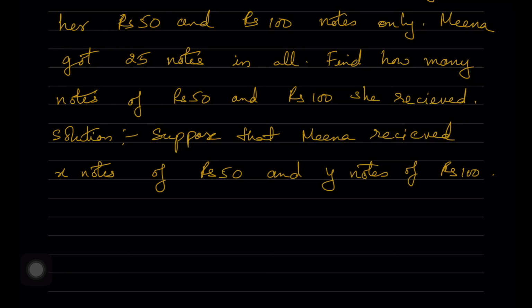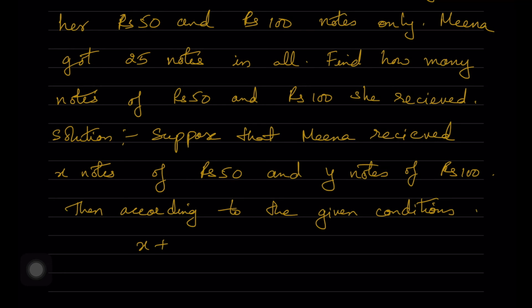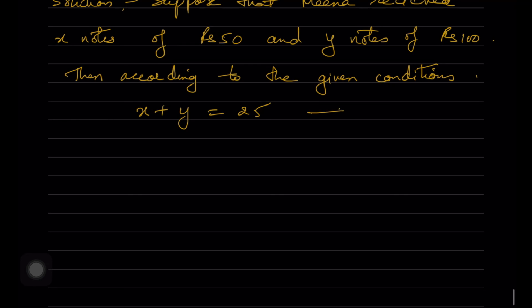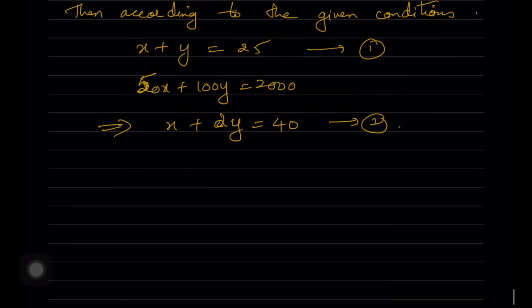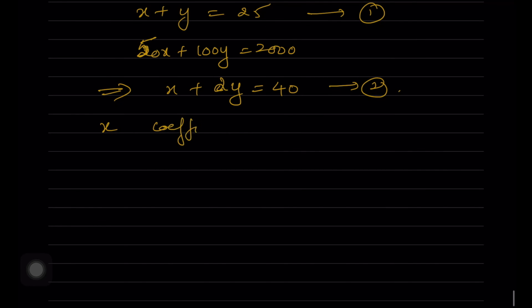So suppose that Meena received x notes of 50 rupees and y notes of 100 rupees. Then according to the problem, x plus y is equal to the total number of notes, 25. So you have x plus y is equal to 25 and 50x plus 100y is equal to 2000. So that is x plus 2y is equal to 40. That's the second equation. So now we subtract equation 1 from equation 2.